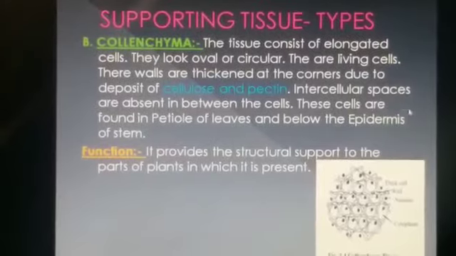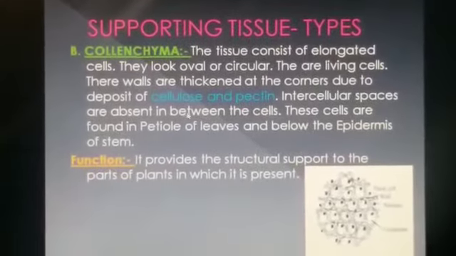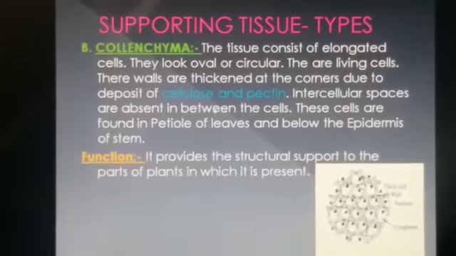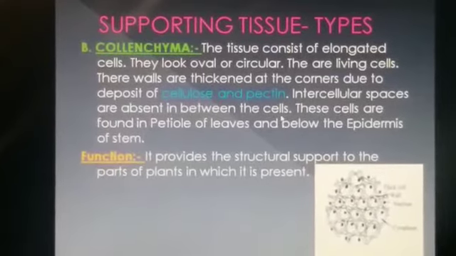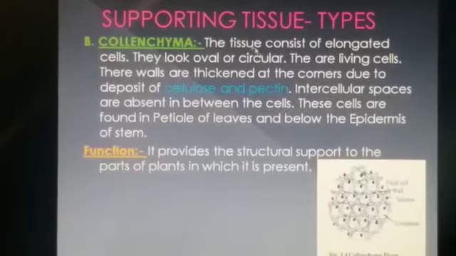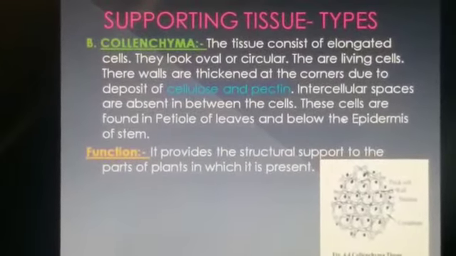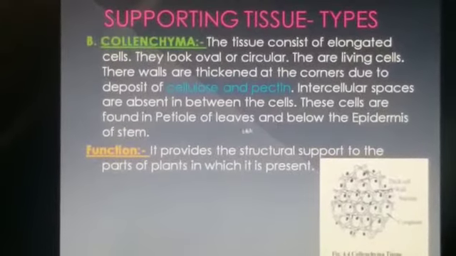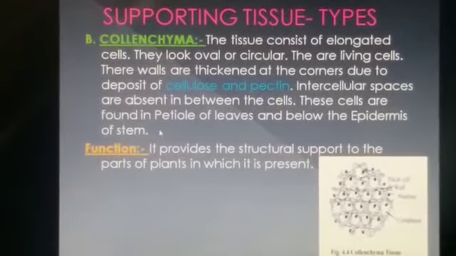The intercellular spaces are absent in between the cells. In parenchymatic cells, there is intercellular space, but the intercellular space is absent in collenchyma. These cells are found in petiole of leaves and below the epidermis of stem.